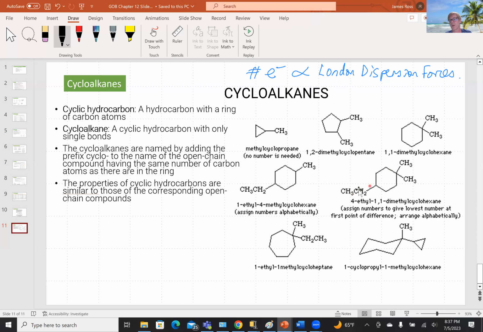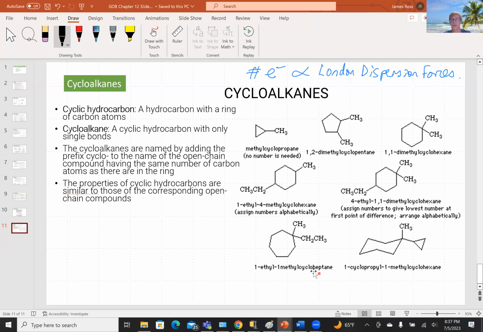So our options, if we called ethyl 1, it would be 1, 4, 4. Rather than 1, 4, 4, we prefer 4, 1, 1, because with 1, 4, 4 we have more 4s than if we had 4, 1, 1. We have more 1s now, so we prioritize that. So we have 4-ethyl-1,1-dimethylcyclohexane.